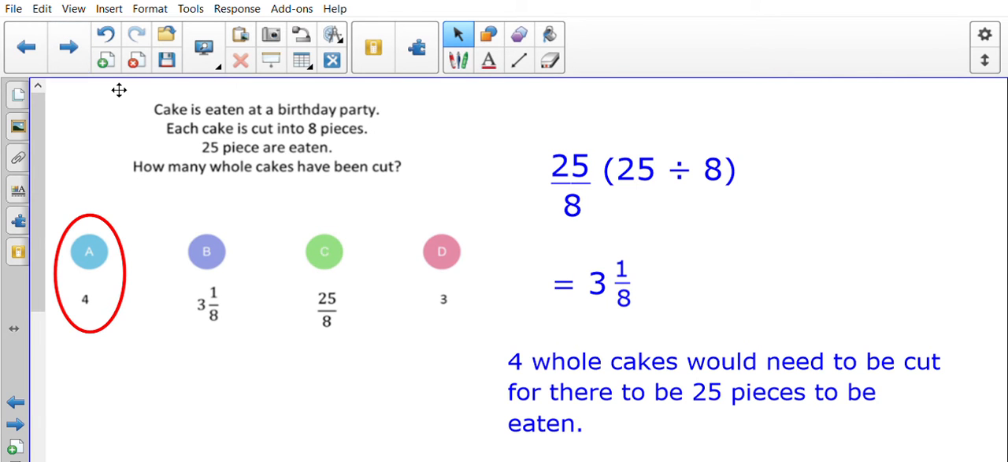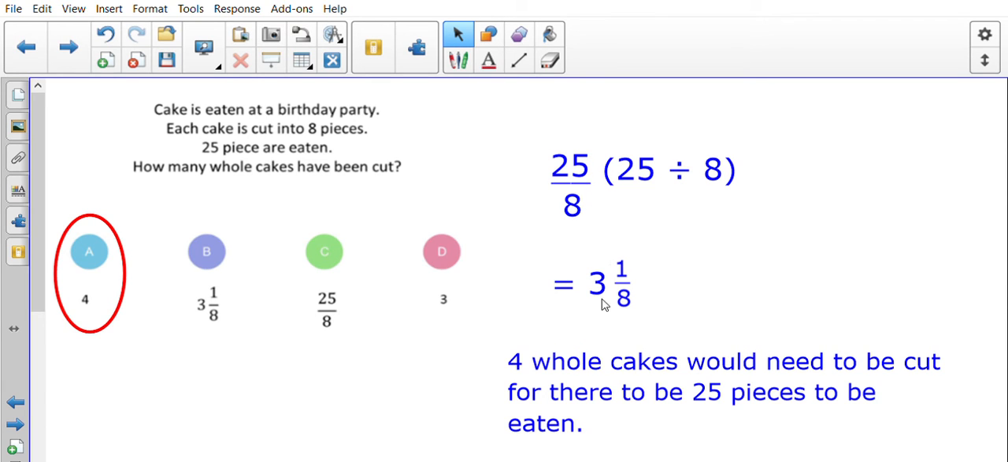Looking at the next question, cake is eaten at a birthday party. Each cake is cut into 8 pieces and then 25 pieces are actually eaten. How many cakes must have been cut for these 25 pieces to have been eaten? So the first thing I've done is I've written the 25, because that's how many pieces have been eaten, and I've divided it by 8. So remember, an improper fraction, 25 over 8, is the same as saying 25 divided by 8. These two things are the same.